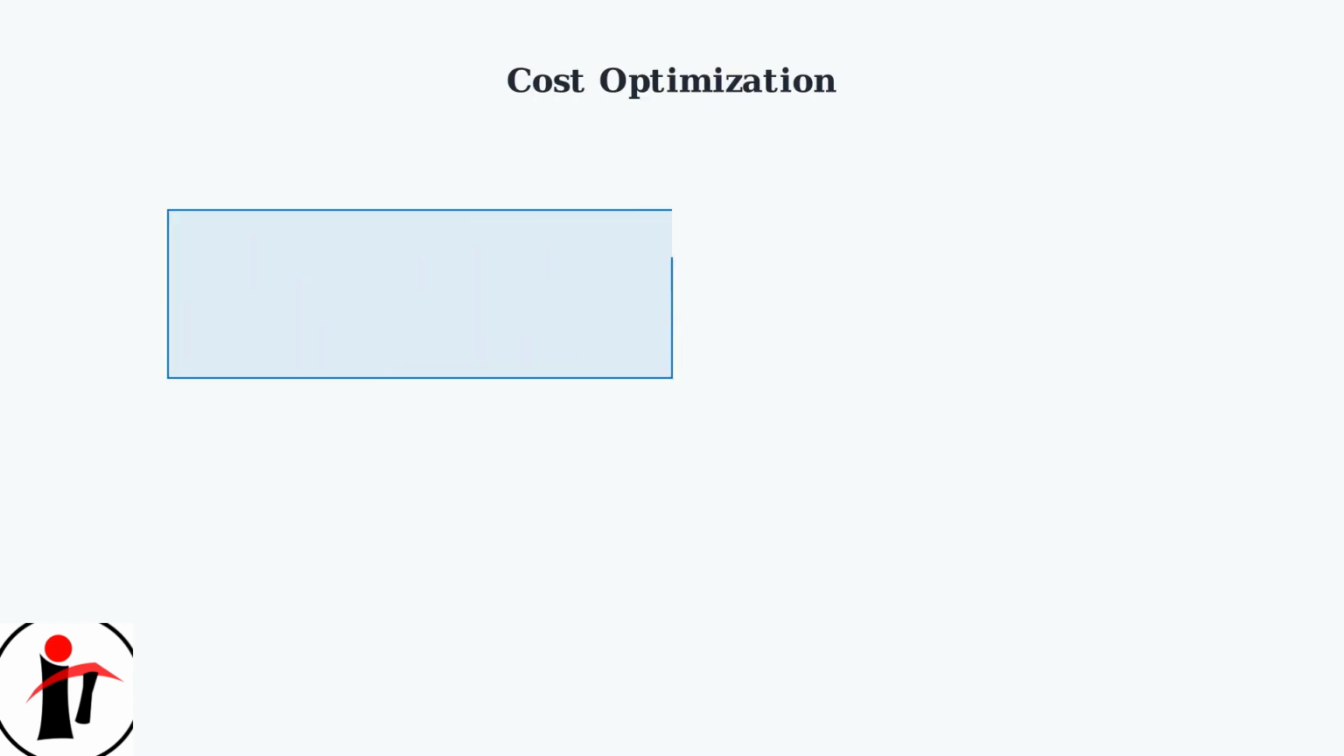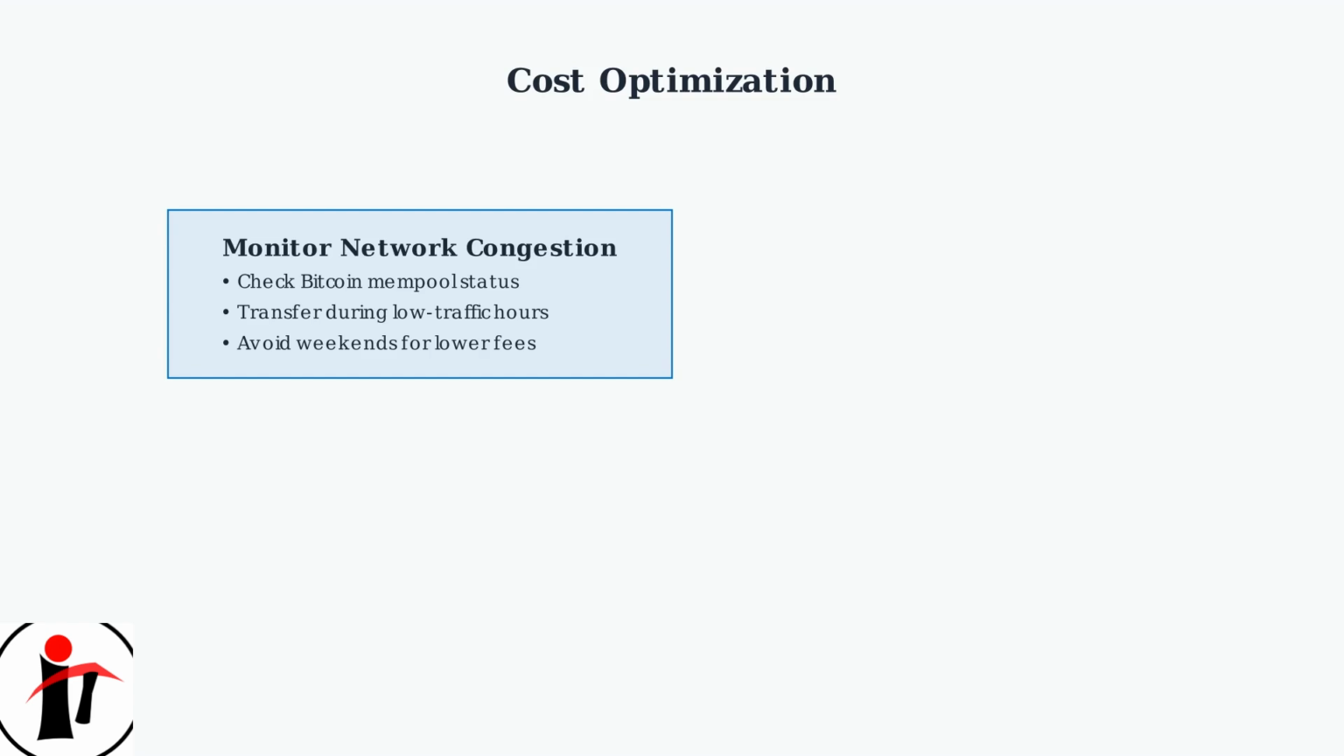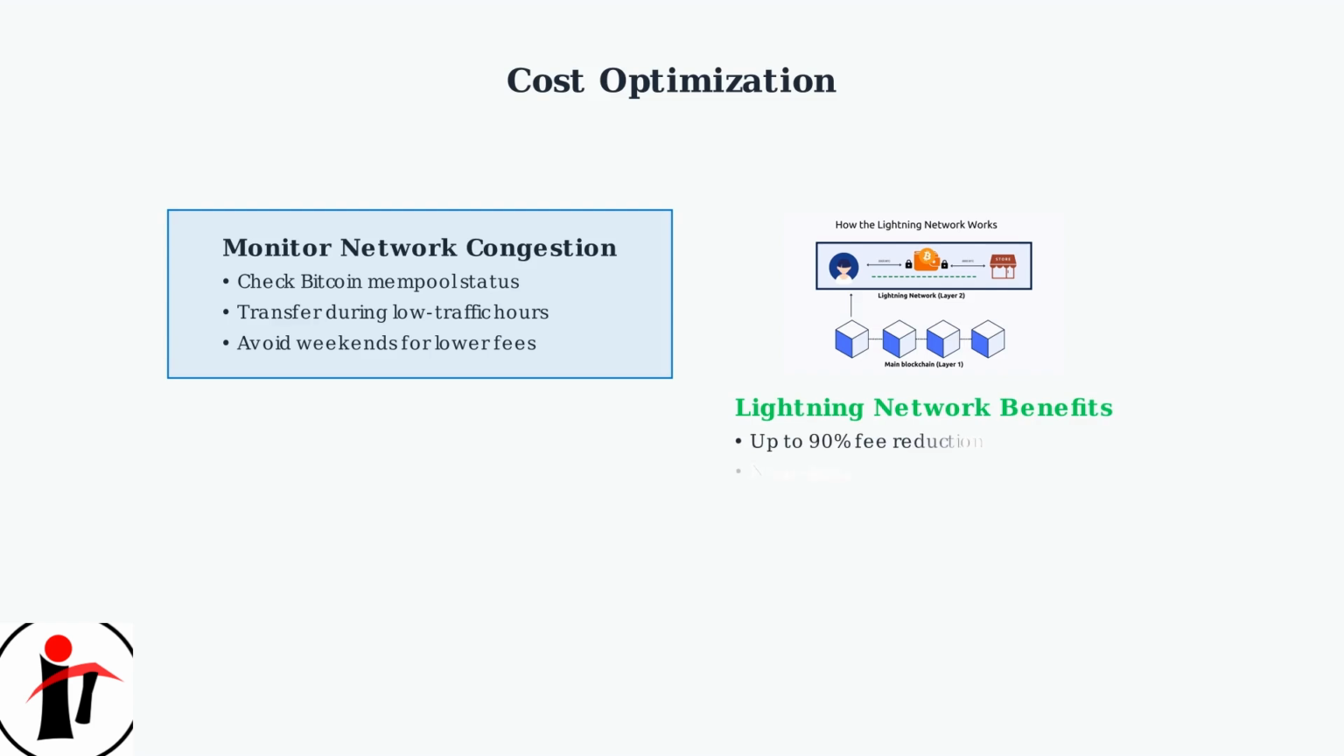Optimizing your Bitcoin transfers can significantly reduce costs and improve efficiency. The key is understanding network congestion and utilizing advanced features like the Lightning Network. The Lightning Network represents a major breakthrough in Bitcoin transaction efficiency. This Layer 2 solution can reduce fees by up to 90% compared to standard Bitcoin transactions.